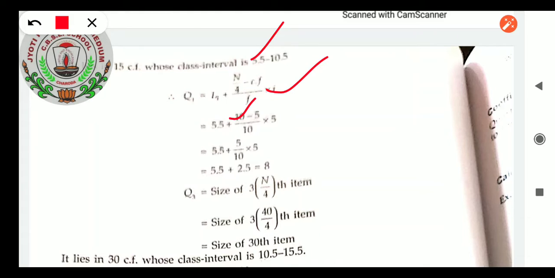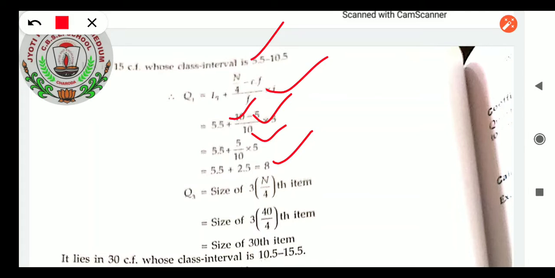10 minus preceding CF, divided by F of that line, that is 10, into I. The difference: 10.5 minus 5.5, where I is the difference between the class interval limits. So here we have taken it as 5. Let us proceed with the same. We got the answer 8.